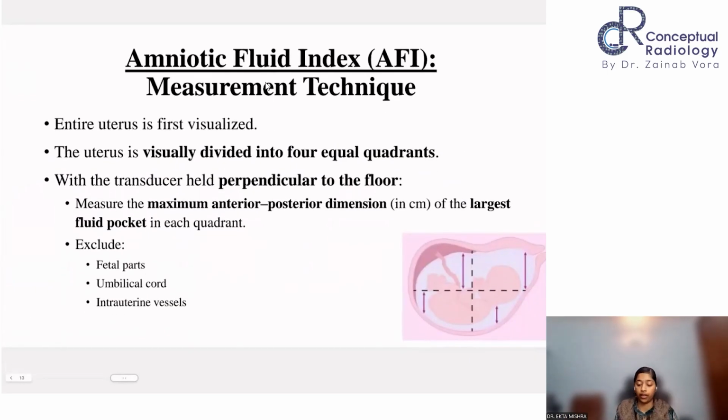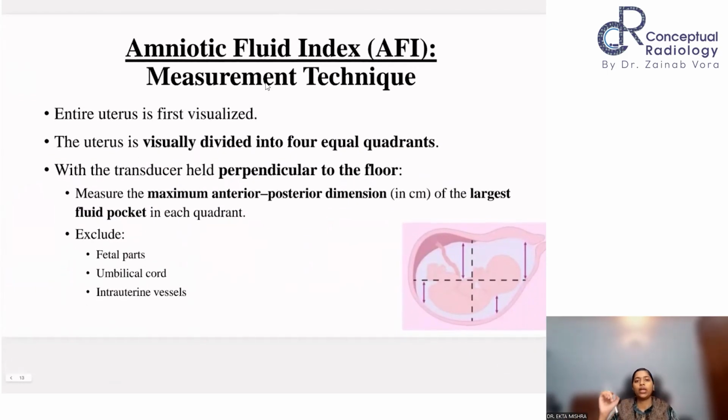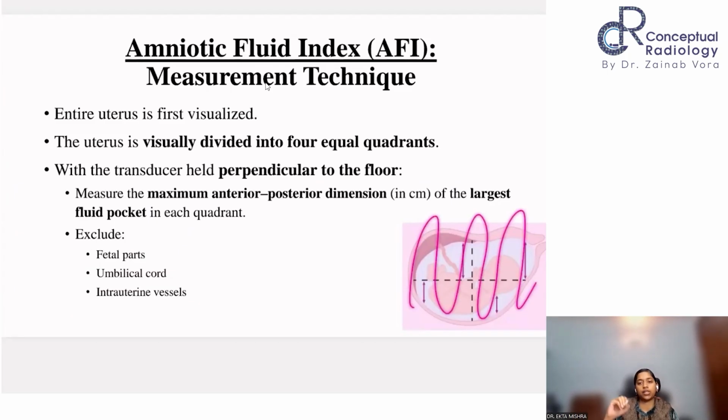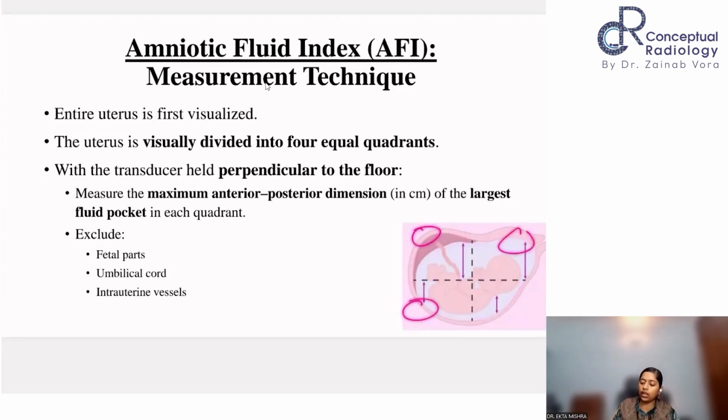Starting with AFI. Before doing any measurement, before turning on the caliper, take your probe and sweep through the entire uterus to look for all the pockets that you can see. Just keeping the probe on the lateral edges of the uterus will not help you. The uterus is to be screened fully. First visualize completely. Then you divide it into 4 quadrants.